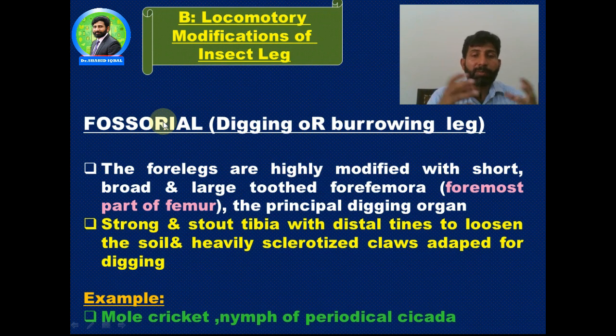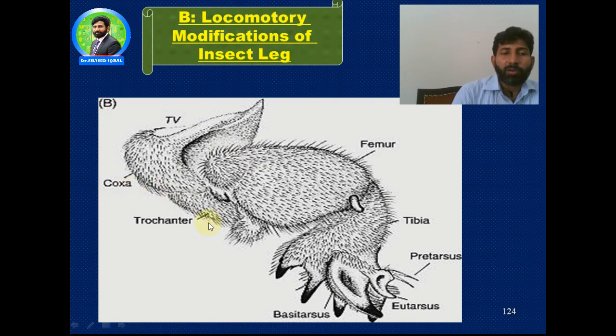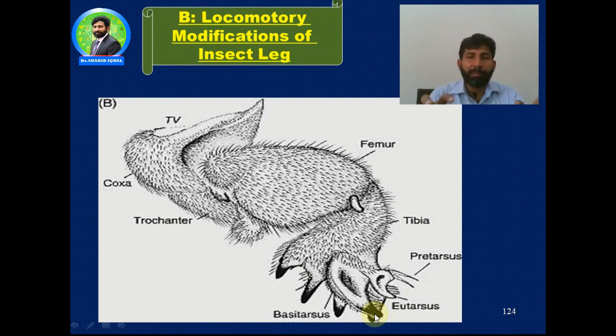The tibia is strong and stout with distal tines. These are spikes that loosen the soil. The claws are heavily sclerotized and adapted for digging. This category is represented in mud crickets and the nymph of the periodical cicada. Here we see the coxa, trochanter, femur, tibia, basitarsus, and the terminal part adapted in the form of claws. The claws are responsible for digging the soil.